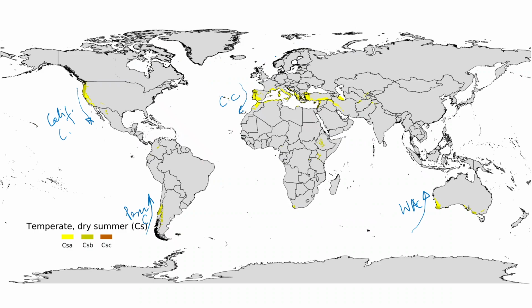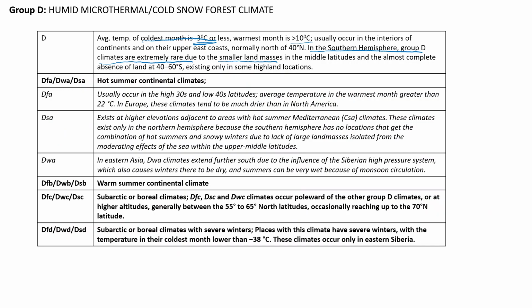So look at this map again. You see that in the southern hemisphere, the area of land mass is very less. Therefore, group D climates are extremely rare in the southern hemisphere. So again, DFA, DWA, and DSA stand respectively for the humid microthermal cold snow forest climate. F stands for rainfall, so here the precipitation is normally high. S stands for dry summers, and W stands for dry winters.